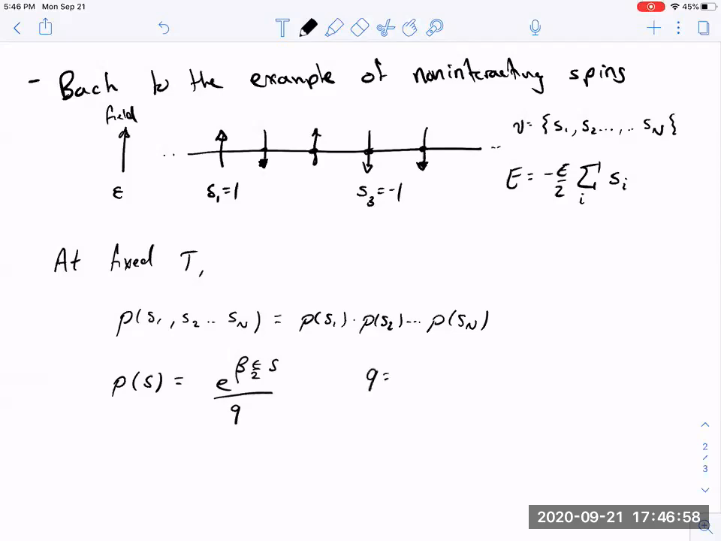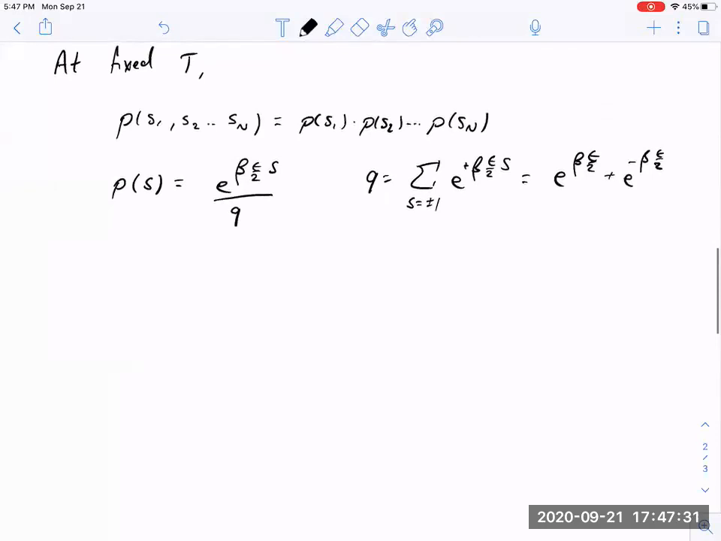I can work out what Q is by noting that I have to sum over all the microstates of an individual spin. In this case, S can either be plus or minus 1, weighted by those Boltzmann factors, like so. There are only 2 terms in that sum, so what I arrive at is a sum of exponentials with opposite signs in their arguments, like so. So thus, I have a complete representation of the probability that a spin is up or down.